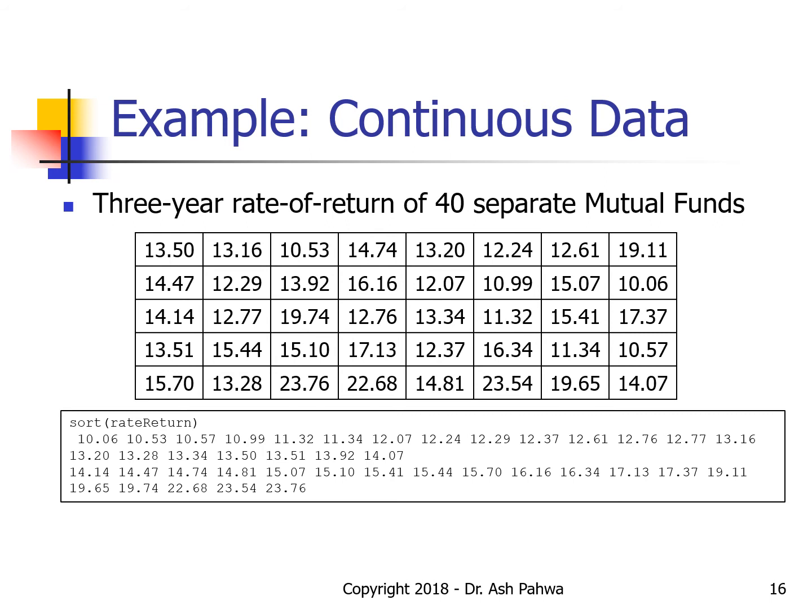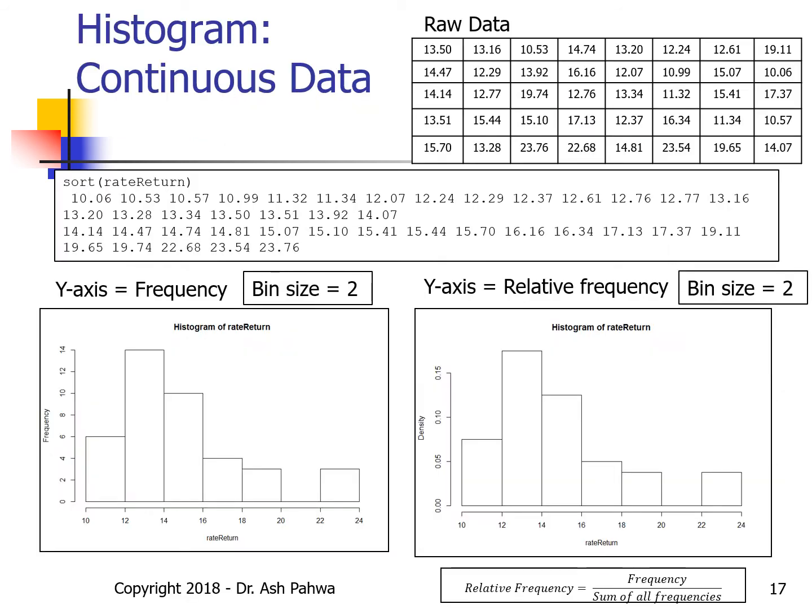So, now we will plot a histogram of these data. That means we are going to plot the frequency of how many times some kind of data occurs. To plot a histogram, we need to decide what the bin size will be. Let us assume that our bin size is 2.